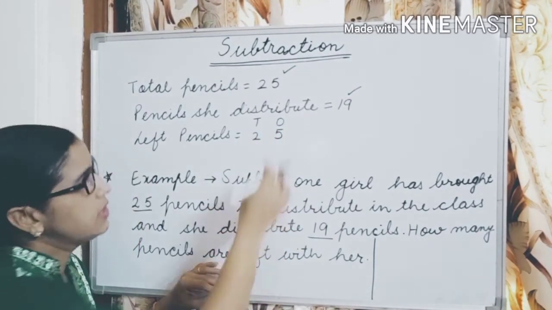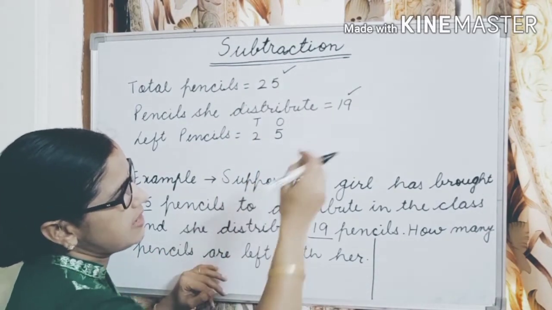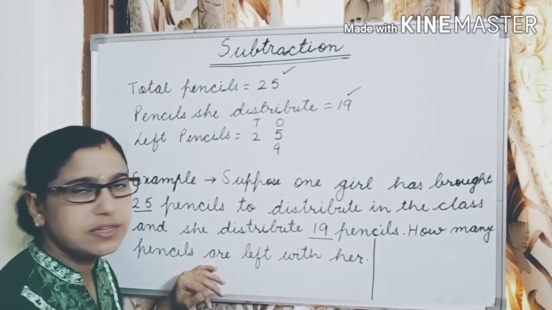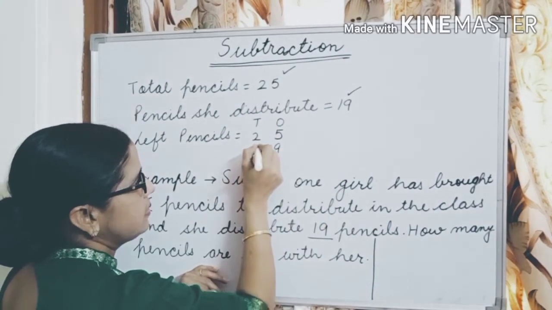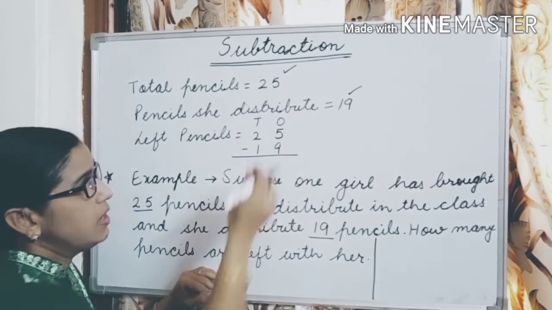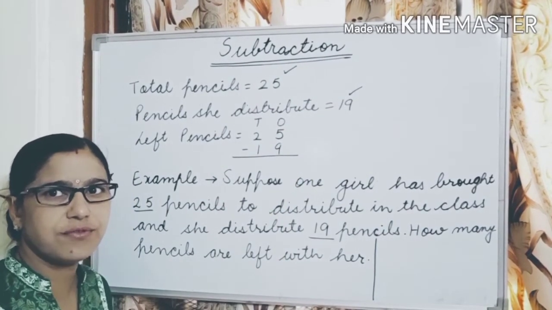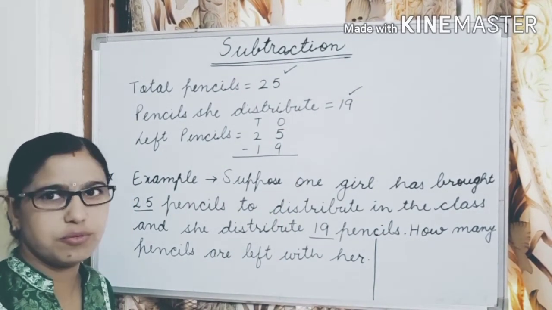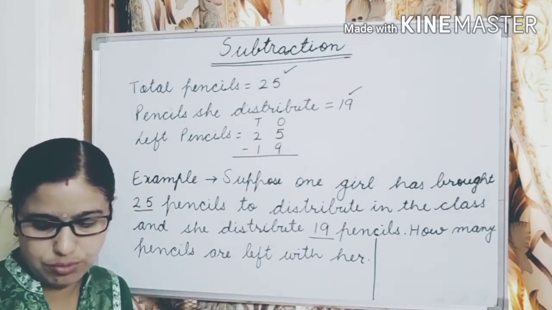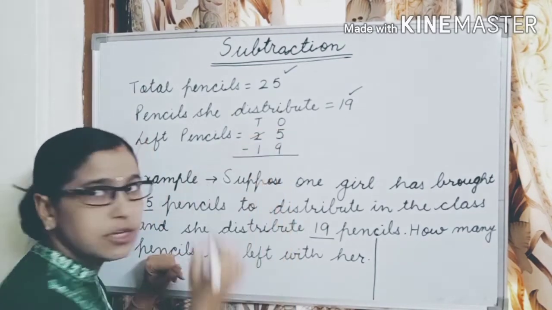Now come to the 19. In 19, which digit is there at the ones place? 9. And which one is there at the tens place? 1. Then minus. What can you see? Can you subtract 9 from 5? Can you take away 9 from 5? No, it is not possible. We can't take 9 from 5. Then what do we have to do? We have to borrow from this 2.